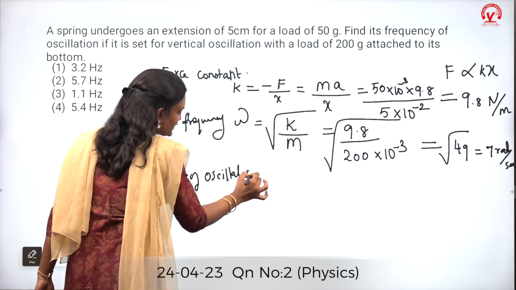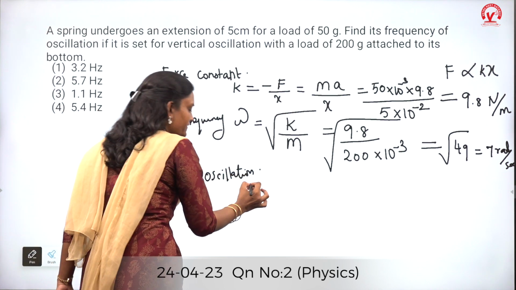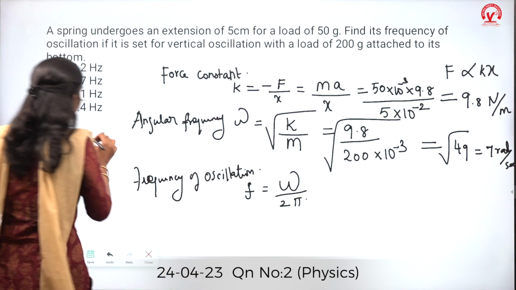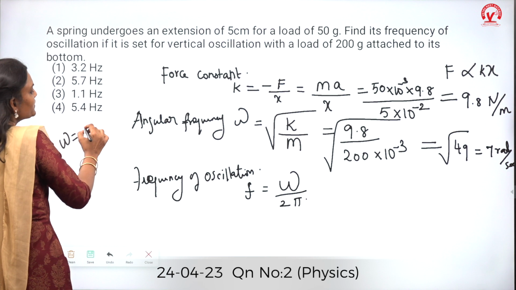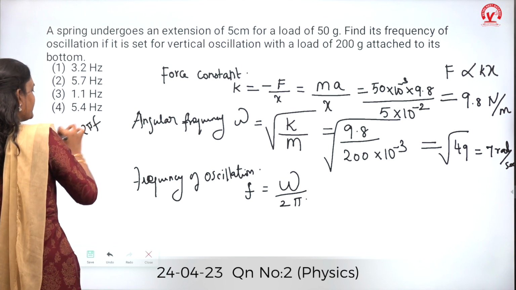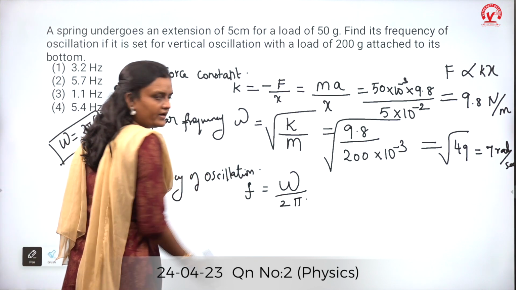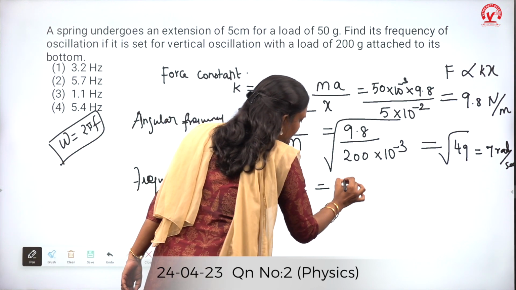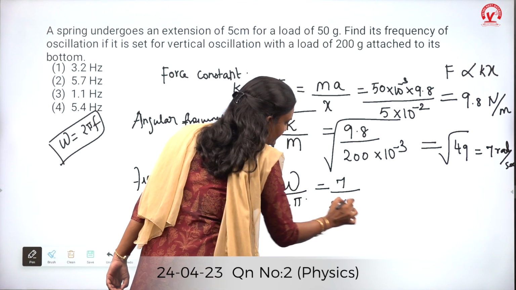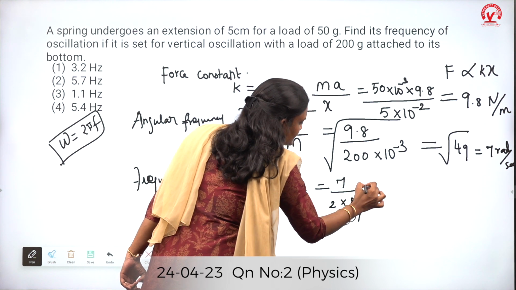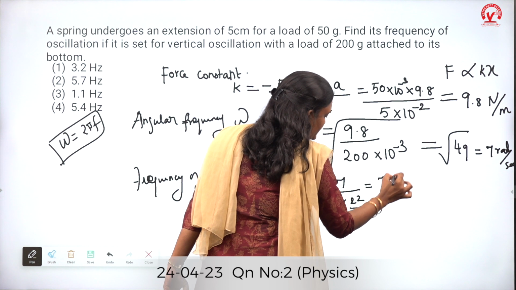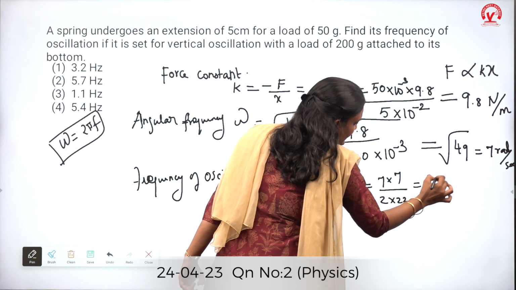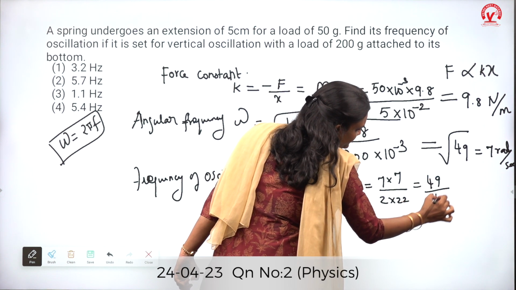Our aim is to find the frequency of oscillation. F is equal to omega divided by 2 pi. We know that angular frequency omega is equal to 2 pi into F, so F is equal to omega divided by 2 pi. Now omega is 7, divided by 2 into pi value 22 by 7. This can be written as 7 into 7 divided by 2 into 22, which is 49 divided by 44.